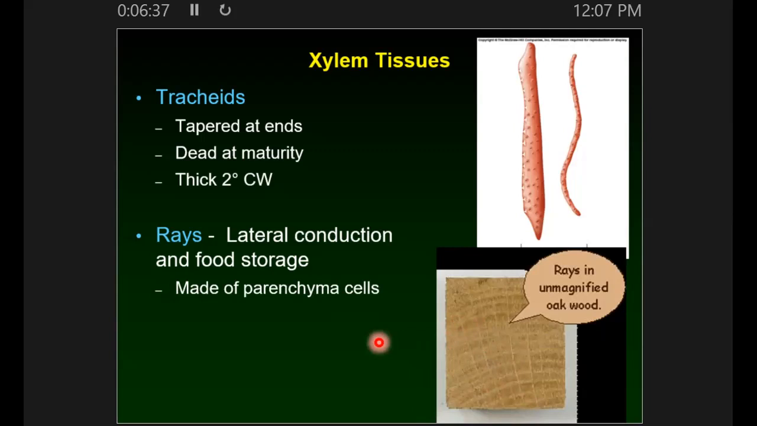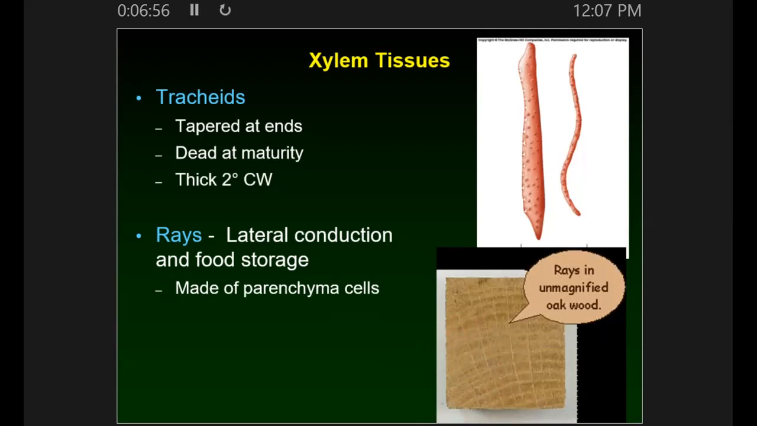I don't worry so much about the rays, but I know that many of you have seen a cross-section of a tree trunk before, and if you've ever noticed those radiating bands, that's what those are called, the rays. Okay, so xylem is tracheids and vessels. Angiosperms have both kinds, right?